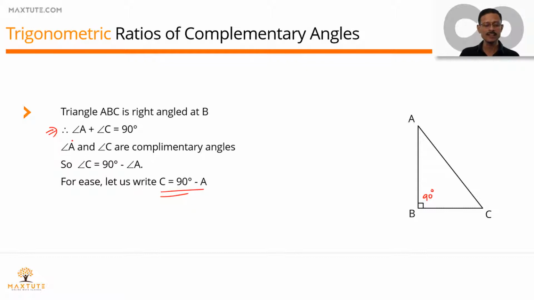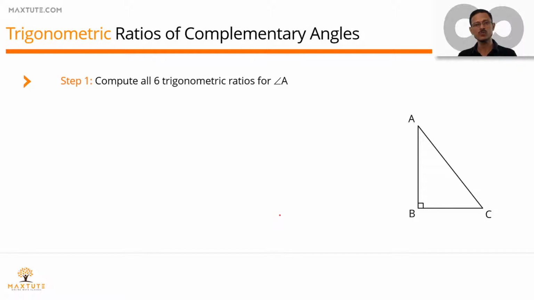Step 1, what are we going to do? We're going to be computing all 6 trigonometric ratios for angle A. Let's start by marking the sides, what AB, BC and AC are for angle A. This is angle A. BC happens to be the opposite side to angle A. AB is the adjacent side to angle A. AC is the hypotenuse of this triangle.